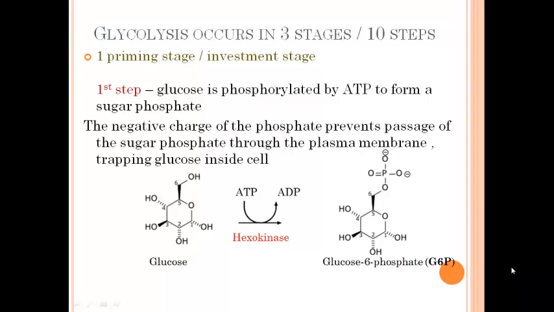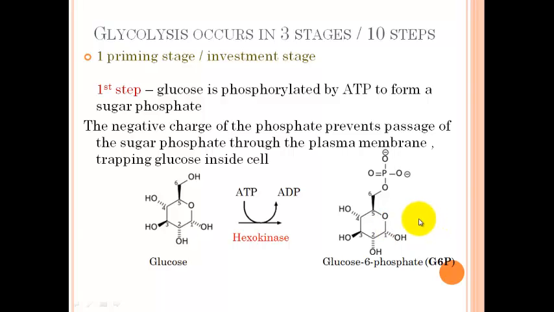ATP is like money. So in the first reaction, glucose is converted into glucose 6 phosphate by the help of the enzyme hexokinase. Remember this enzyme hexokinase. In the liver, you have another isozyme called glucokinase. So this reaction is very important. This reaction is not a reversible reaction.